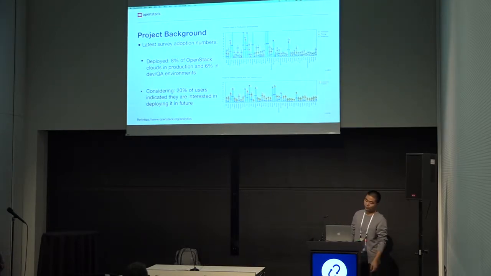And the project background, from the latest survey of adoption numbers: about 14% of users have deployed Murano. Among them, 8% are using it in production environments, and 16% in dev or QA environments. About 20% of the users are considering using Murano in the future. This is a picture, a snapshot from the survey.